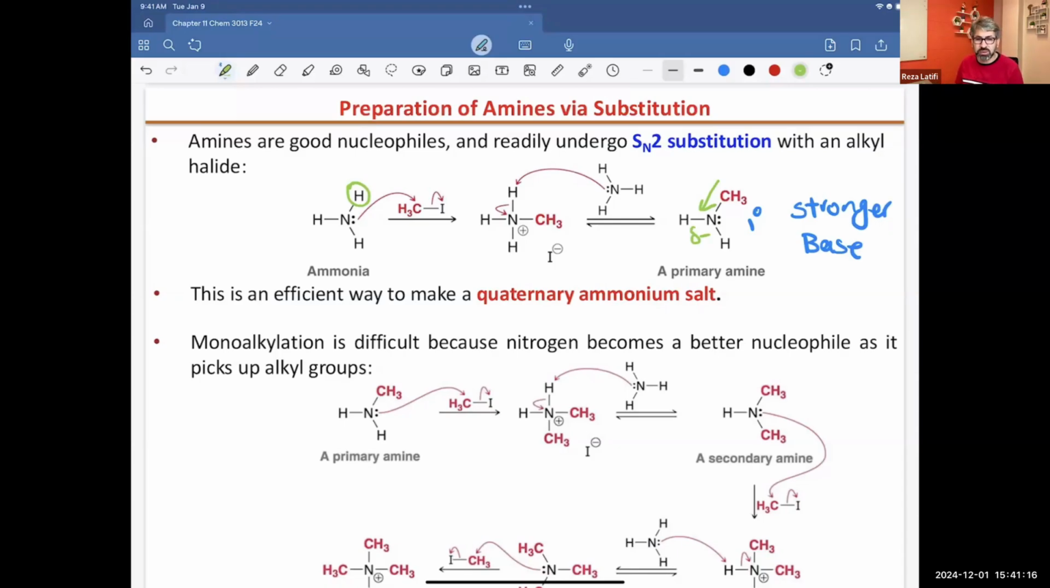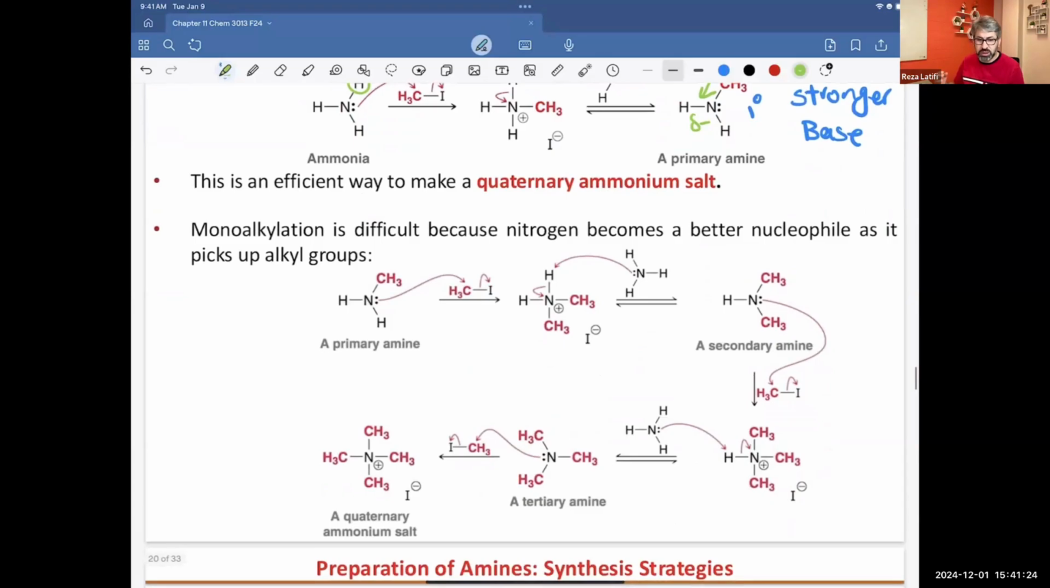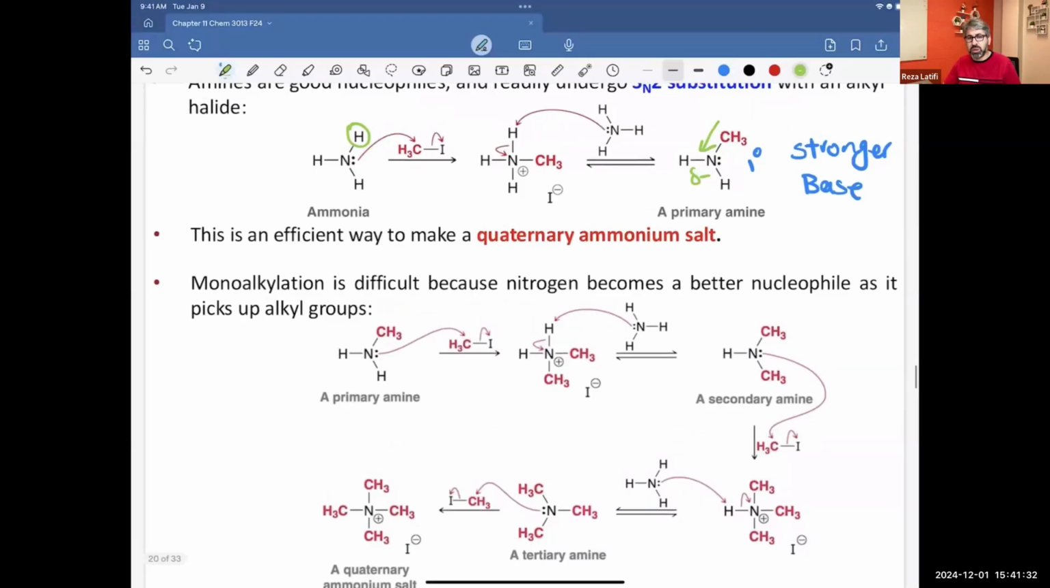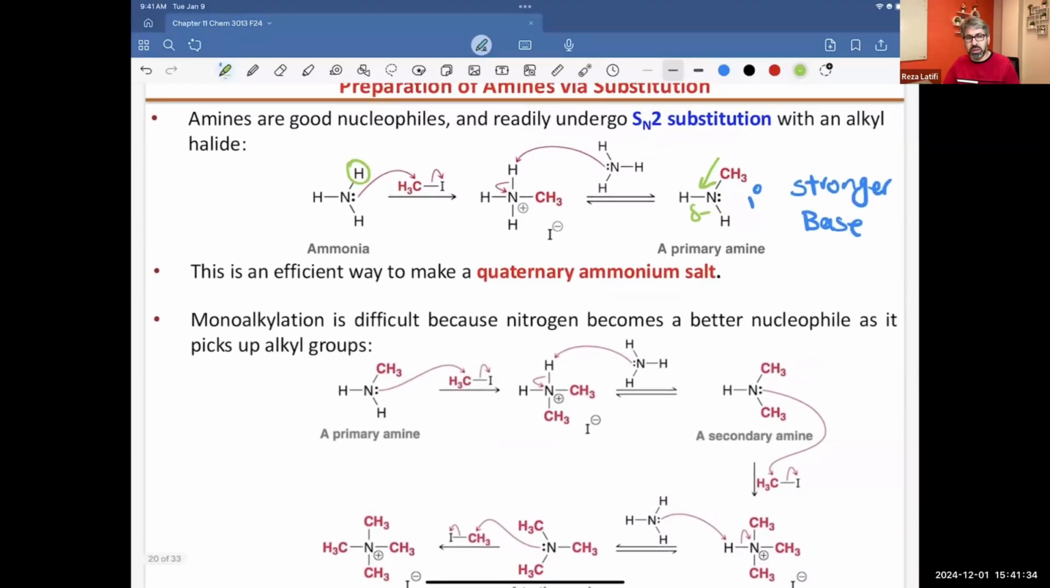Then if we have excess of, let's say, alkyl halide, it will react with that excess of alkyl halide until it technically turns into a quaternary ammonium salt. So I want to say this. When it comes to the SN2 reaction of amines with alkyl halide, it's going to be hard to stop at the primary amine. You can't really say that the reaction is going to stop there and that's going to be the major product. In fact, the reaction is going to keep moving until we run out of alkyl halide.